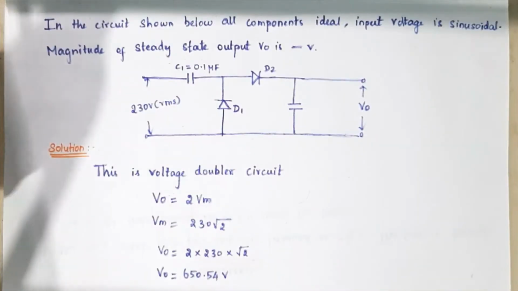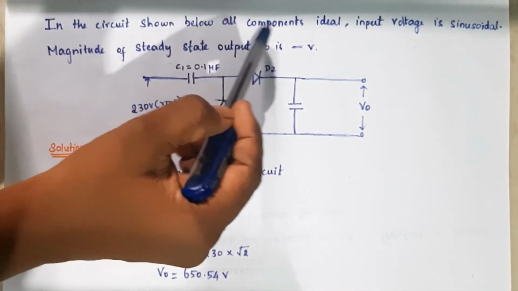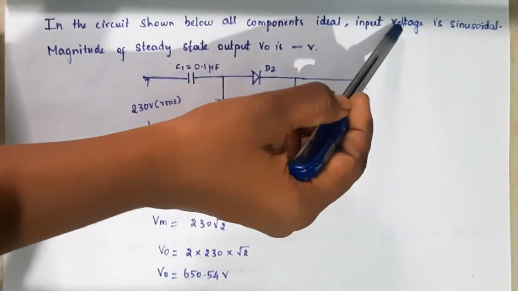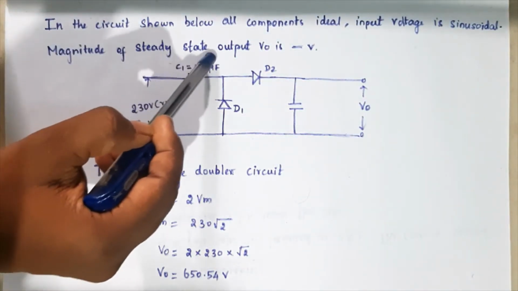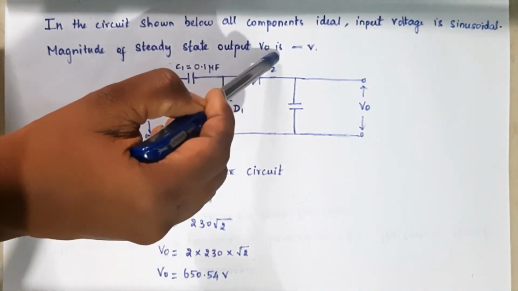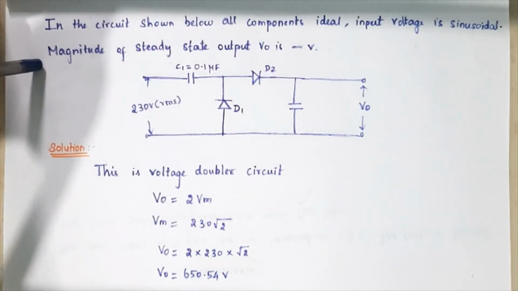Second problem. In the circuit shown below, all components are ideal. Input voltage is sinusoidal. The magnitude of the steady state output voltage V0 is dash volt. So this is the given problem.